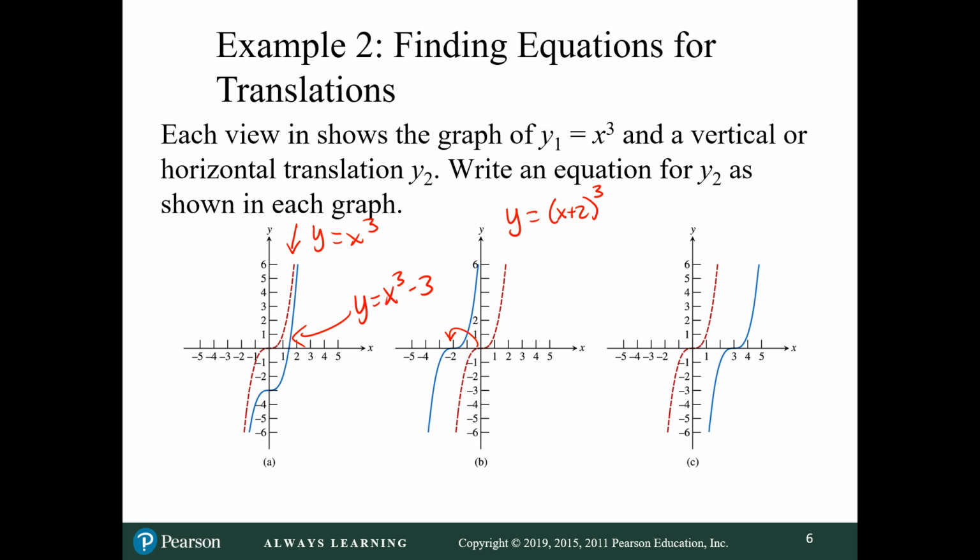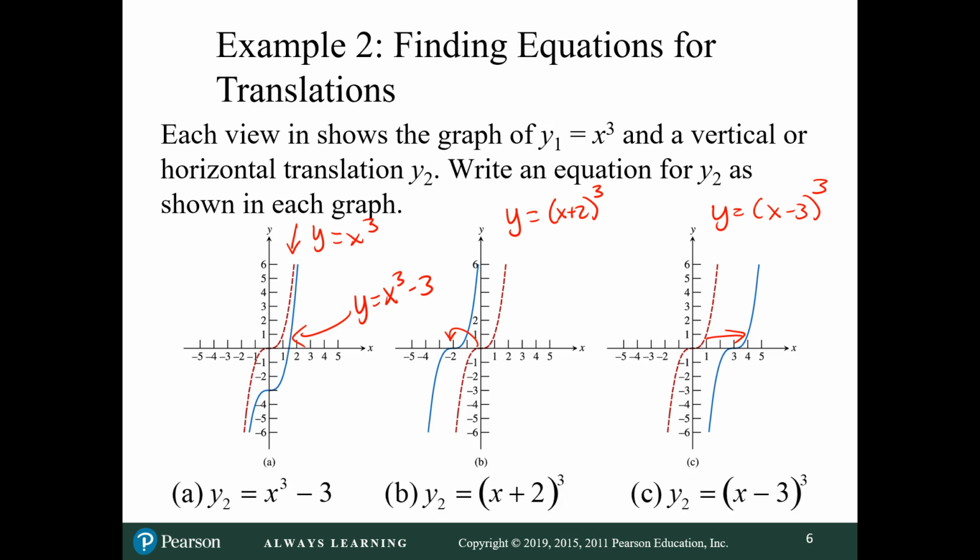Okay? So then what would this blue one be if we moved this way? Minus 3 in the parentheses. Y equals x minus 3, cubed. Okay? And the answer is on the bottom.